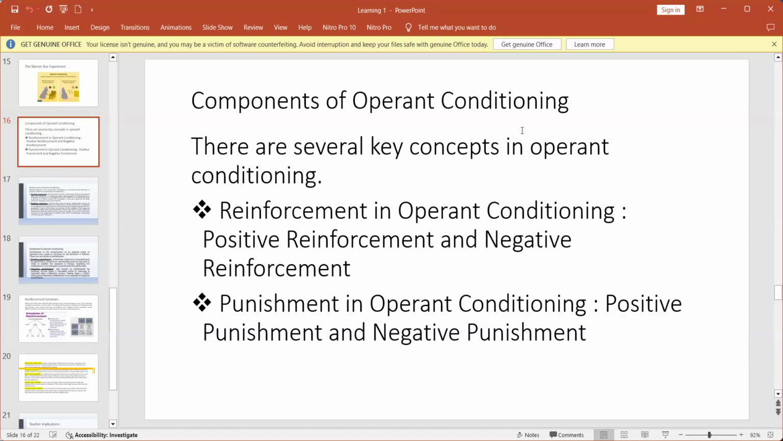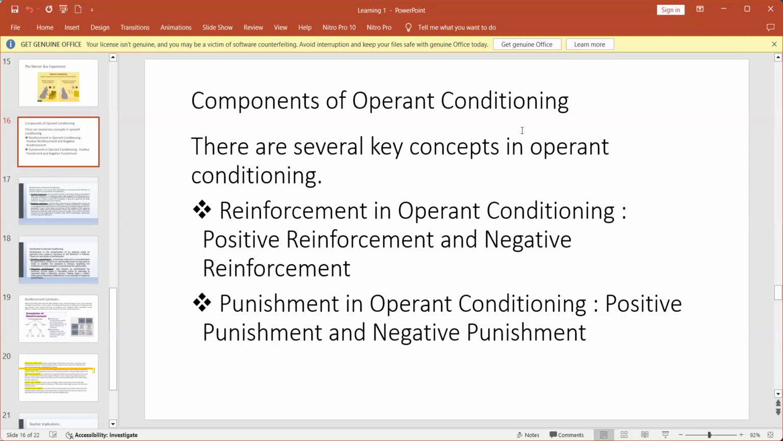Then if it is negative punishment, so bad learning to be weakened, negative, you have to remove something from the child. If you're removing something from the child as a punishment, it has to be something that the child likes. You remove something that the child likes as a punishment, right? So, a classroom example of positive punishment.